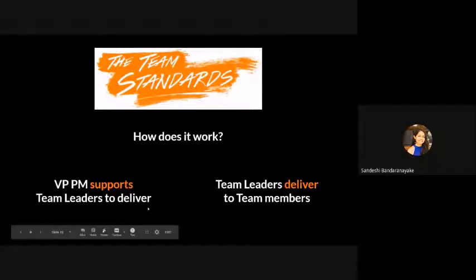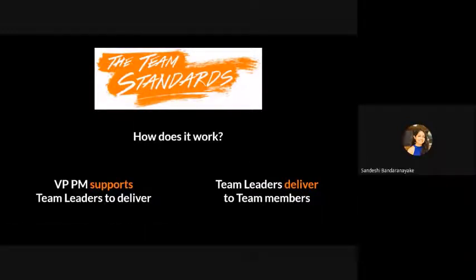So basically, I'm supporting the team leaders to deliver, right? And the team leaders, it's actually up to you because you're at the forefront of delivering these team standards to the team members. So this is how it works. Now I hope you are not thinking this, but if you are thinking, okay, we do the team standards, but who's going to check anyway? So we can just forget about it.